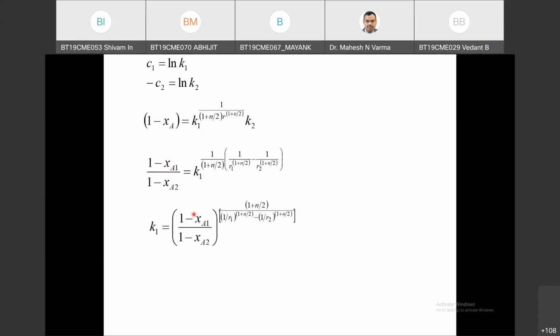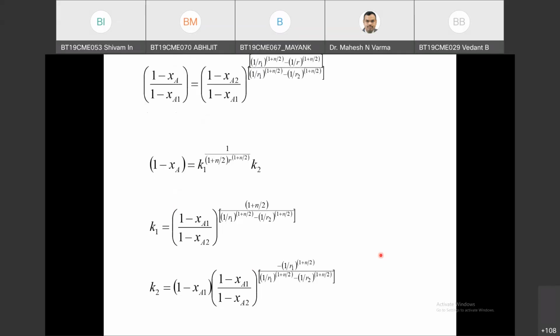This is the value of K1. Now substituting this value of K1 into any one of the equations, I can get the value of K2. This is the value of K2. Now substituting the values of K1 and K2, I will get the concentration profile.